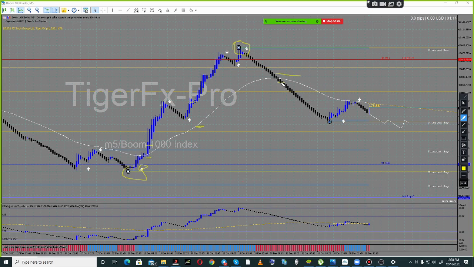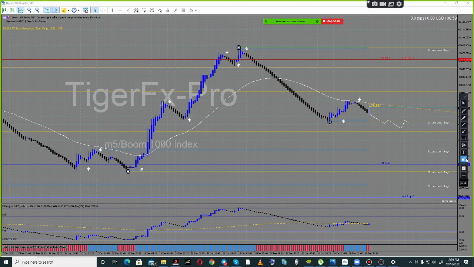Put your stop loss there, and then you keep on riding the market. Another signal, which is this one, is not valid. The reason why I say it's not valid is it did not cross the 50 moving average. Okay, it did not cross the 50 moving average.